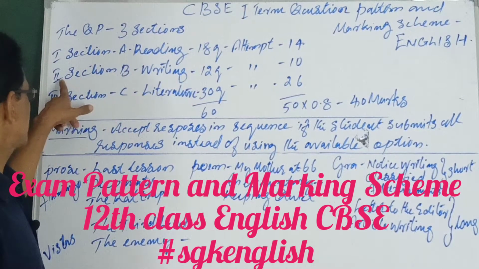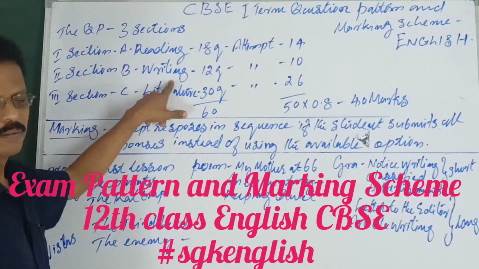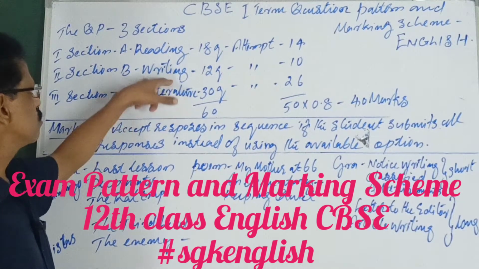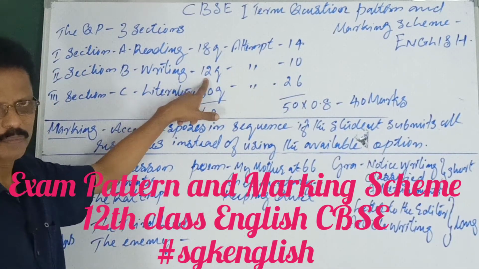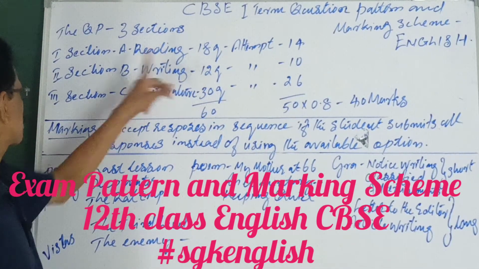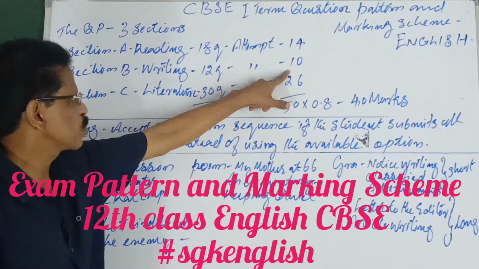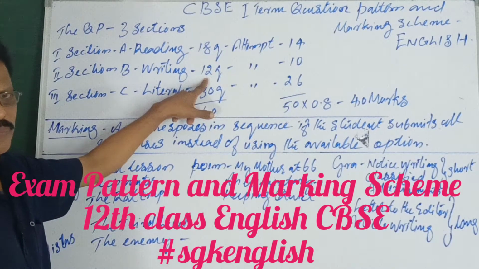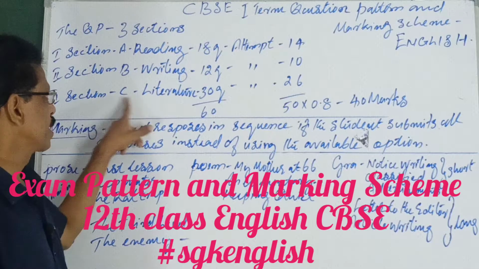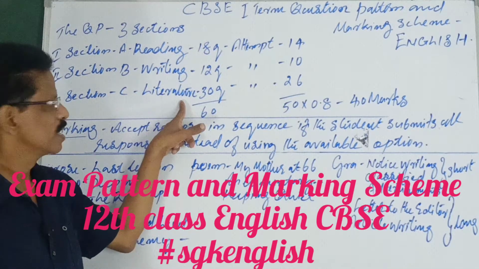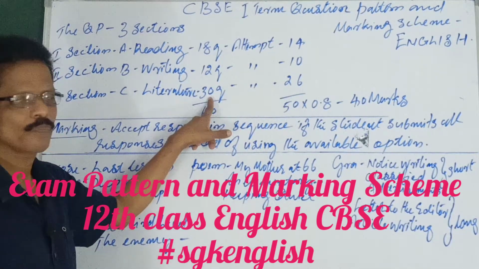Section B, the second section, writing. You need to answer 10 questions out of 12. And section C, the third section, is the literature part. You need to answer only 26 out of 30.